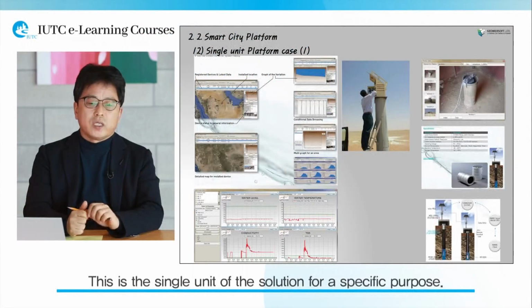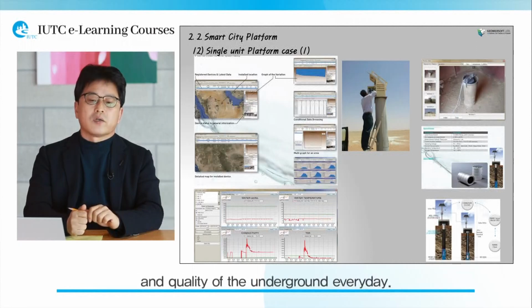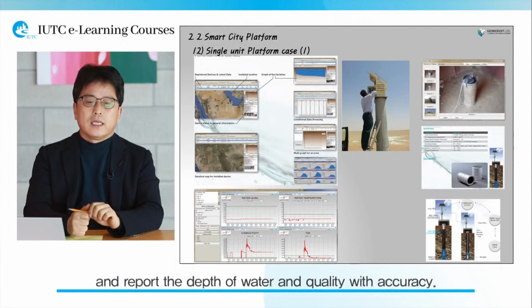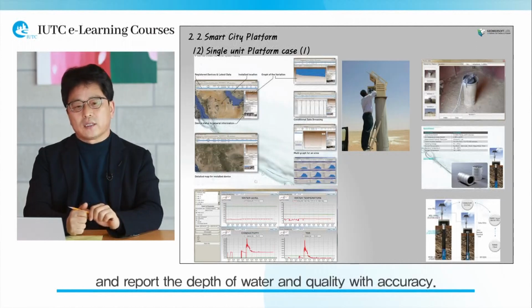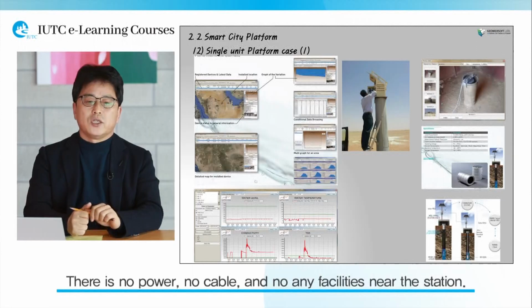And this is a single unit of the solution for a specific purpose. In the Saudi Arabian desert, they need to monitor the water level and quality of the underground water every day. It is very difficult to access, and not easy to measure and report the depth of the water and quality with accuracy. There is no power, no cable, no facilities near a station.